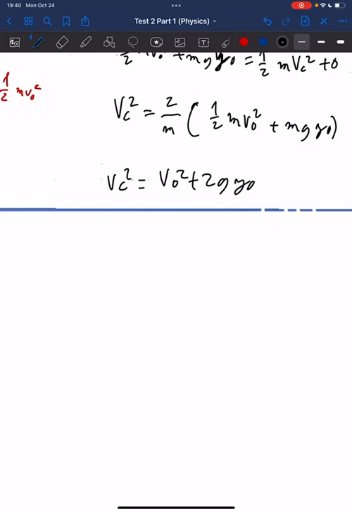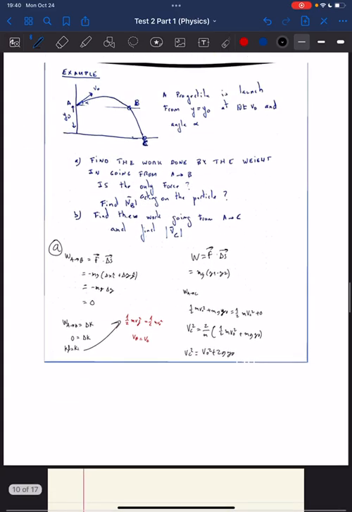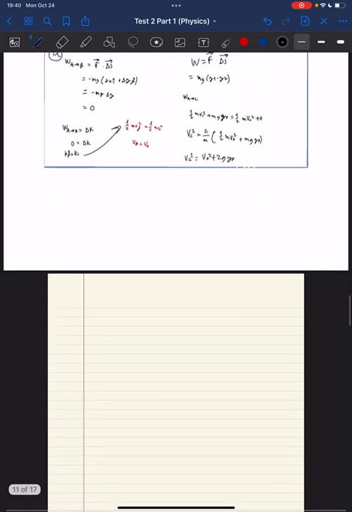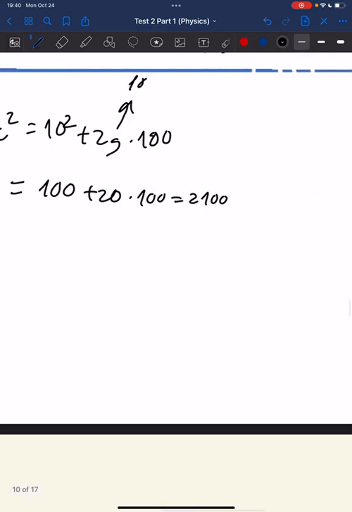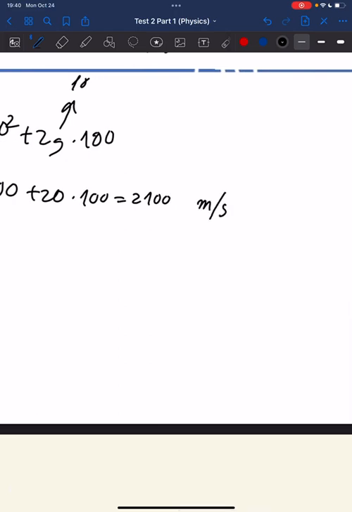Yes, and that will be, with a given value, for example, VC squared equals 10 squared plus 2g times 100, which will equal 100 times 20. G is the gravity, so it's 9.8, but we're going to round it to 10 to make things easier, and it will give us an example of 2,100 meters per second.